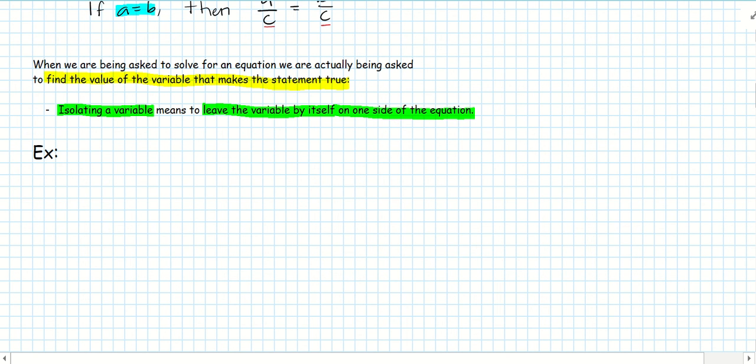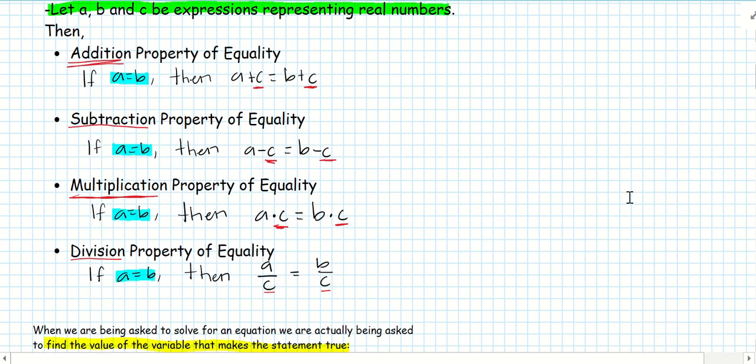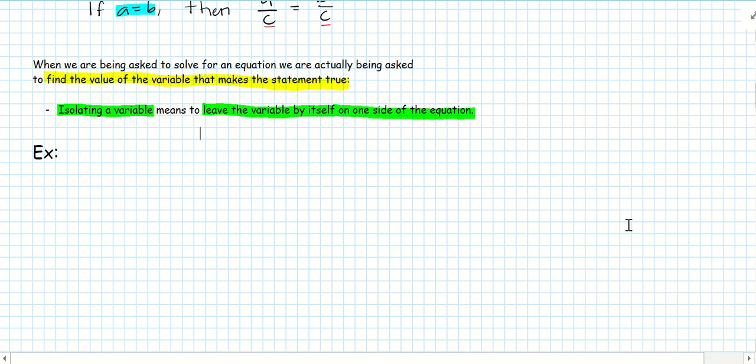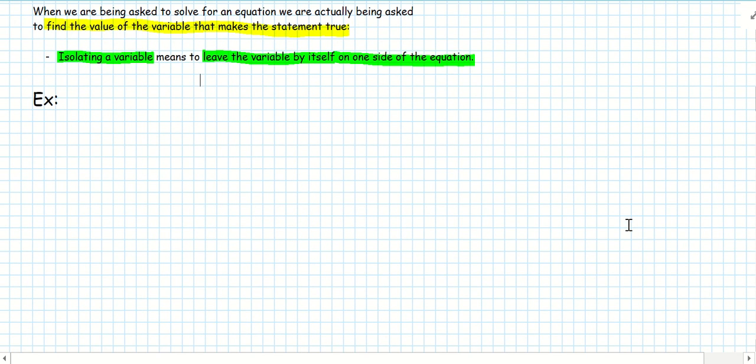You're going to see some examples later on where we have variables on the left and the right side of the equation. What we want to do is get all of them together in only one side. And we do this by applying the properties of equality, either addition, subtraction, multiplication, or division, which are the ones that we saw before. It's usually going to be either addition or subtraction, not multiplication or division. Okay, so let's go over some examples on this.